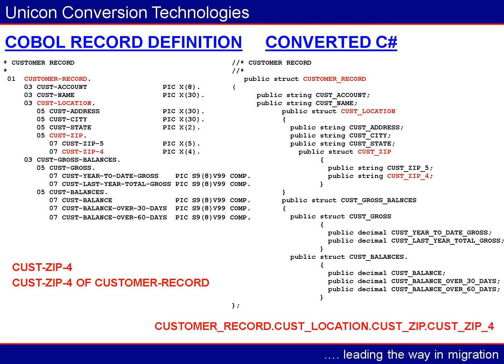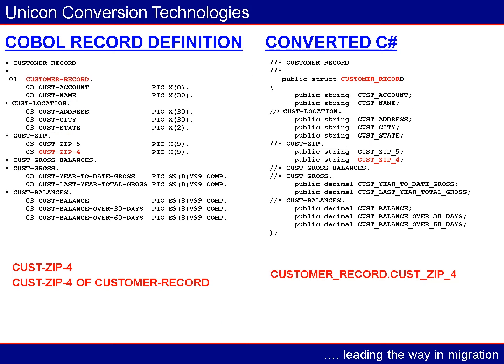In the converted C# program, the custzip4 field would always be identified with its full structure reference, which would be coded as customer record dot custlocation dot custzip dot custzip4. This leads to much more complex looking code.